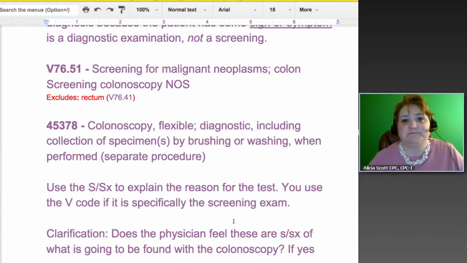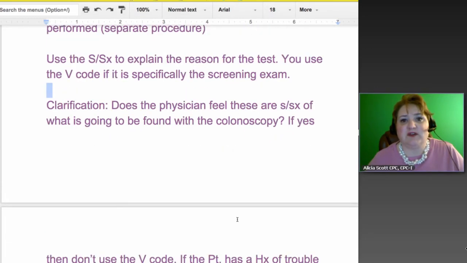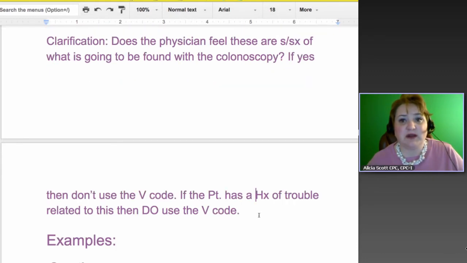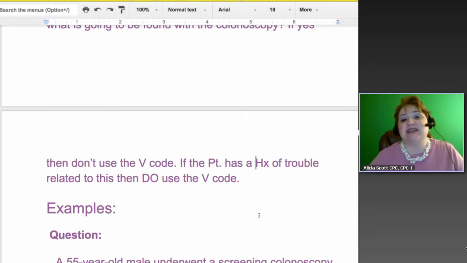But to clarify, does the physician feel these are signs and symptoms of what are going to be found with the colonoscopy? If yes, then don't use the V code, and you may have to query to make sure. If the patient has a history of trouble related to this, then do use the V code. So let's say he has a family history of colon cancer, or he has a history of having polyps removed a long time ago.